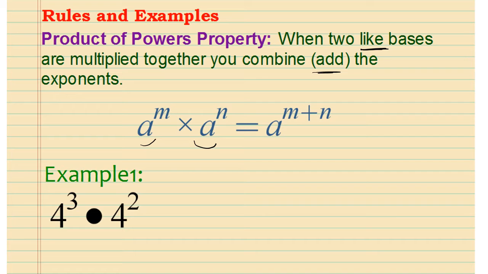In our example here, when we have 4 to the third power and 4 to the second power, we would keep the like base and add the exponents 3 plus 2, which is equal to 4 to the fifth power. The reason why this works is that 4 to the third power is 4 times 4 times 4, and 4 squared is 4 times 4. At the end, you have 4s being multiplied together a total of 5 times. So, the fifth power.